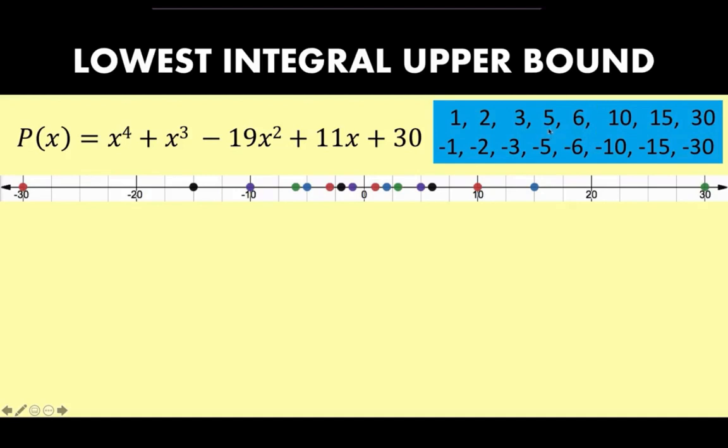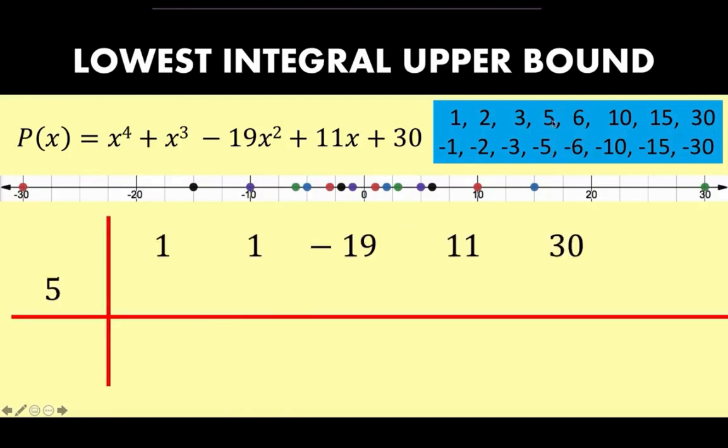But if we can find, let's say, positive 5, and if 5 is an upper bound, then we can eliminate 6, 10, 15, and 30 for the possible roots of the function. Also for the lower bound, if we can identify, let's say, negative 6 as a lower bound, then we can eliminate negative 10, negative 15, and negative 30 for the possible candidates for the real roots. That's the function of identifying the bounds. We want to narrow down our list of possible real roots.